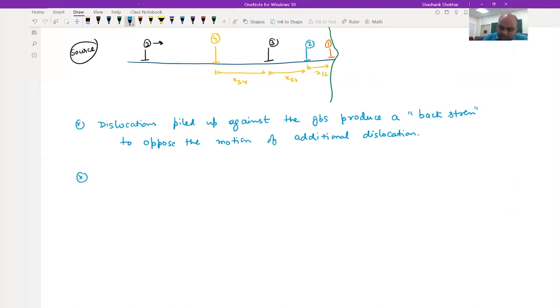Point number two is dislocations will be tightly packed together near the head, or near the grain boundary. And as you move away from the grain boundary, they will be widely spaced.